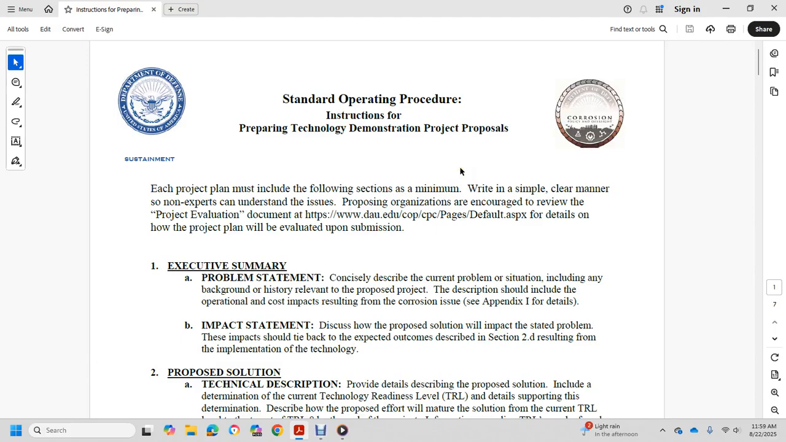Standard operating procedures, instructions for preparing a technology demonstration project proposal. Each project plan must include the following sections as a minimum. Write in a simple, clear manner, with no expert understanding of the issues required.